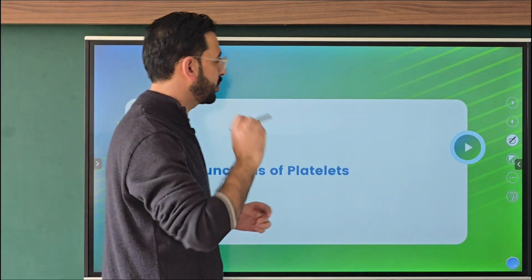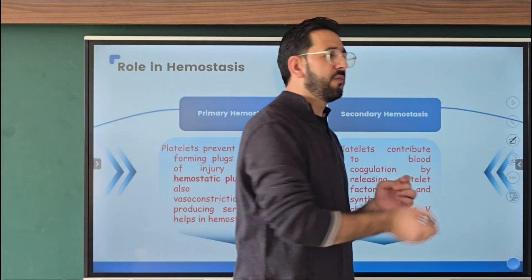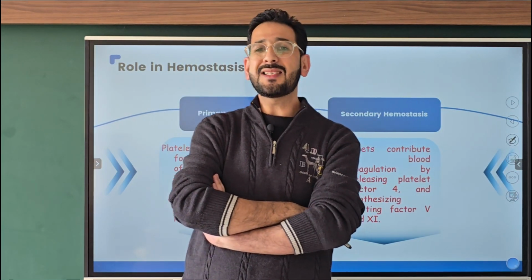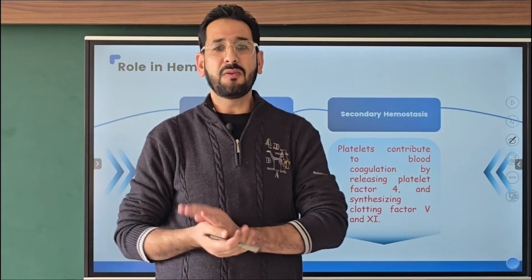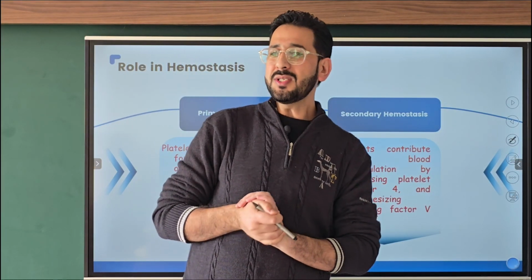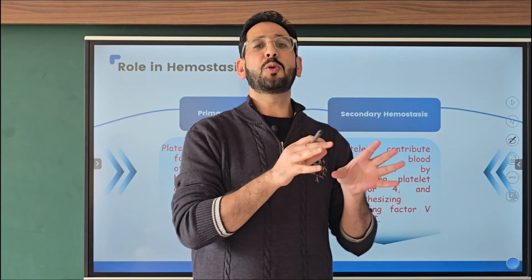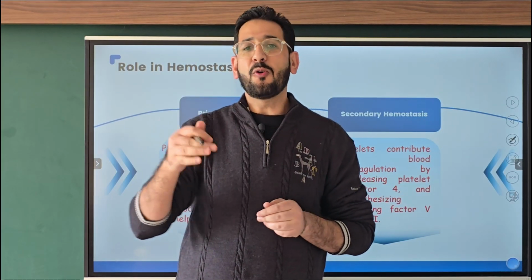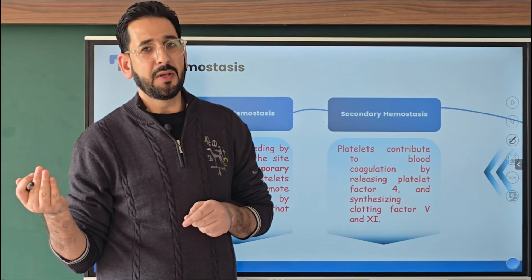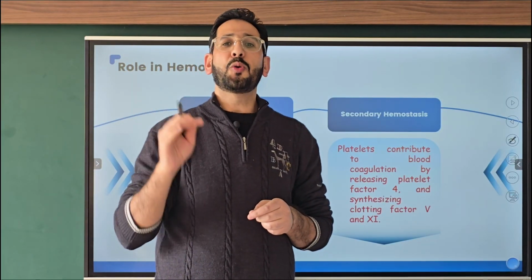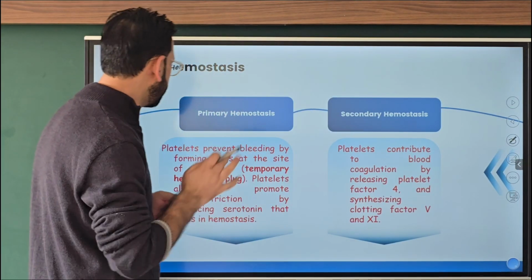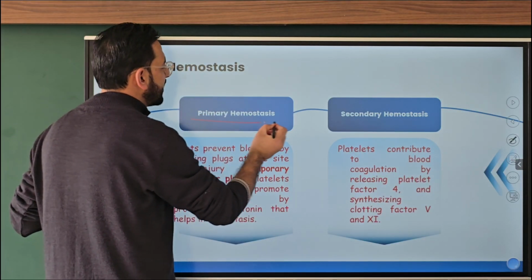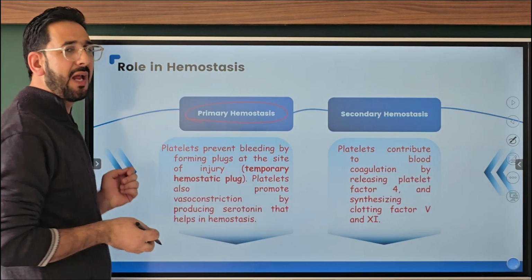Now, what are the functions of platelets? Platelets have a very, very important function in hemostasis. Hemostasis is stopping of bleeding. Okay. Now, hemostasis is completed in two steps: formation of the primary hemostatic plug and formation of the secondary hemostatic plug. Now, these platelets have a role in both. Now, in the primary hemostatic plug, there will be the process of platelet adhesion and aggregation.